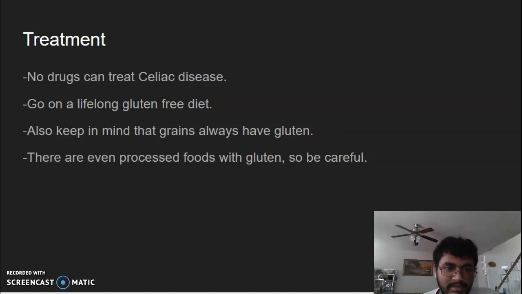But you also must keep in mind that grains always have gluten. This includes wheat, barley, malt, etc. There are even processed foods with gluten, so you have to be careful. Sometimes they get sneaky with it. This includes granola bars, potato chips, French fries, soy sauce.